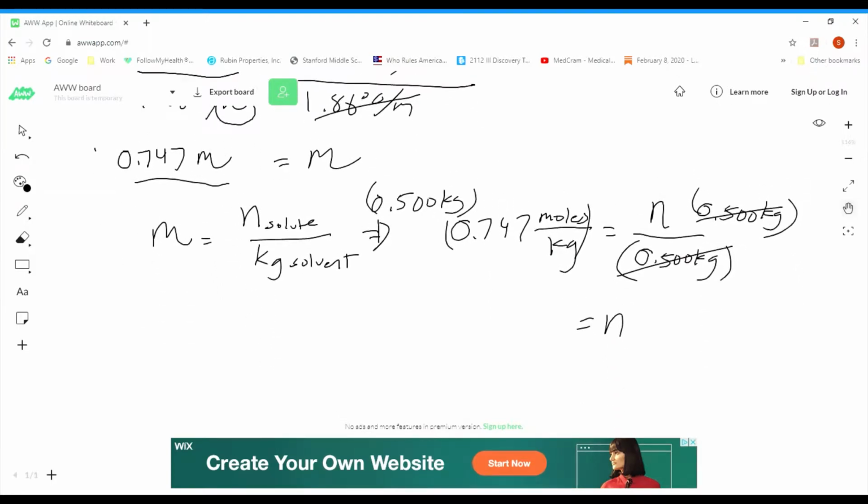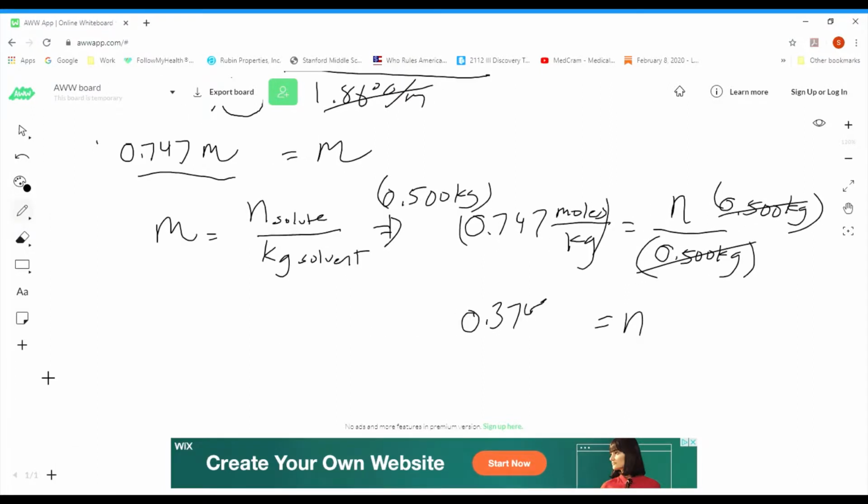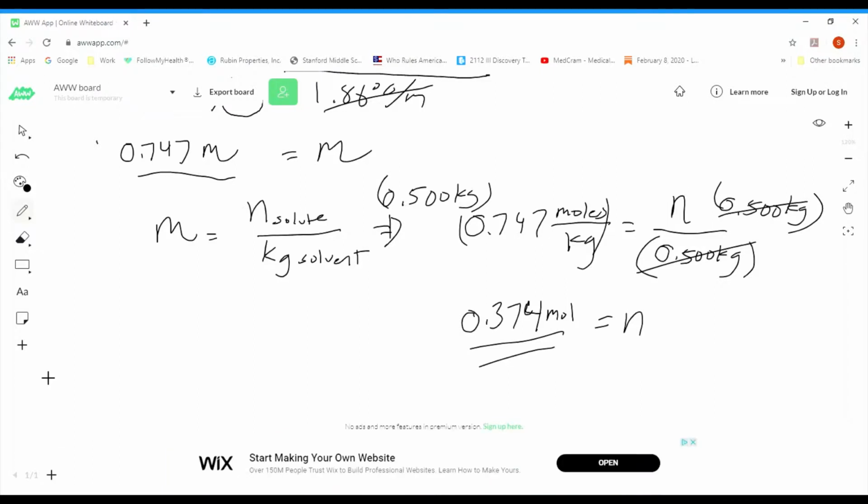And that's going to give me 0.374 moles. I don't know why it gets stuck sometimes. Okay, so this is how many moles that I have.